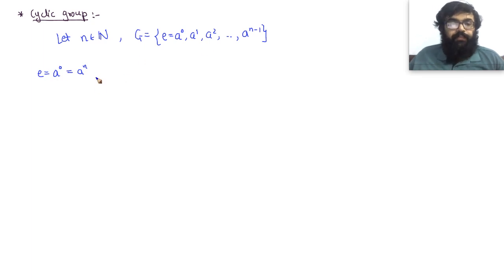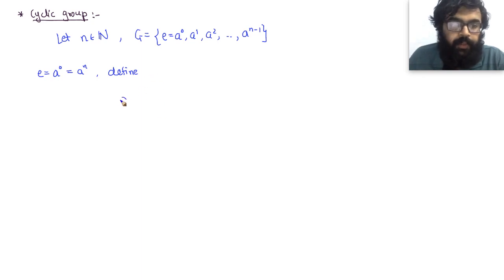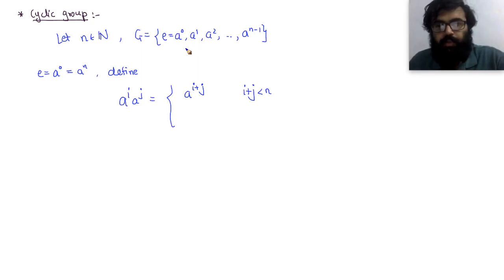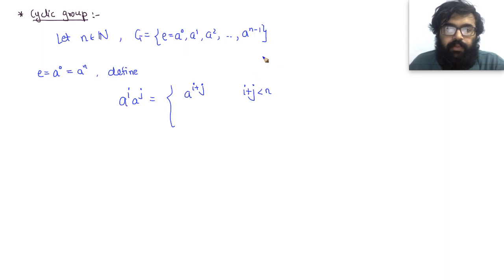And for these symbols we define the product a raised to i times a raised to j. Usually we define it as a raised to i plus j. But we define this only if i plus j is less than n, because we have only n symbols: a raised to 0, a raised to 1, a squared, a cubed, and so on, up to a raised to n minus 1. So if it is strictly less than n, then we define it like this.